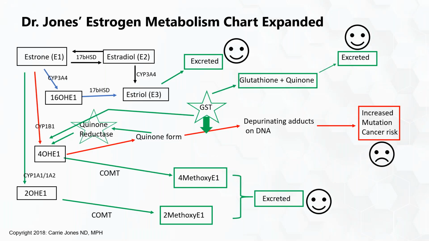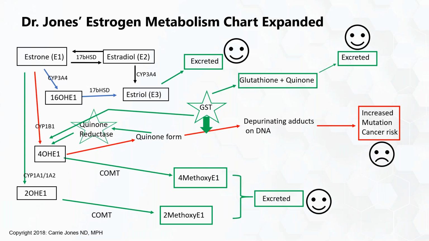So this is my Dr. Jones estrogen metabolism chart that is expanded. I call this my stick figure chart. I created this about a year ago to make it that much simpler for those of you who are newer to estrogen detoxification, and I have it color coded. Basically the green leads to smiley faces, which is where you want to go, and the red leads to frowny faces, which is where you don't want to go. So we're aiming for the green, trying to avoid the red. But if you do get stuck on the red pathway, I do have treatment options for that as well.